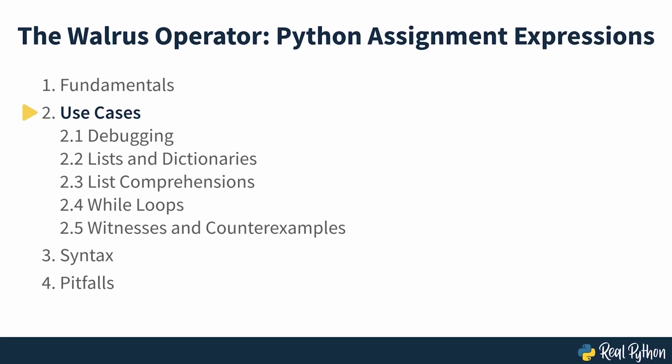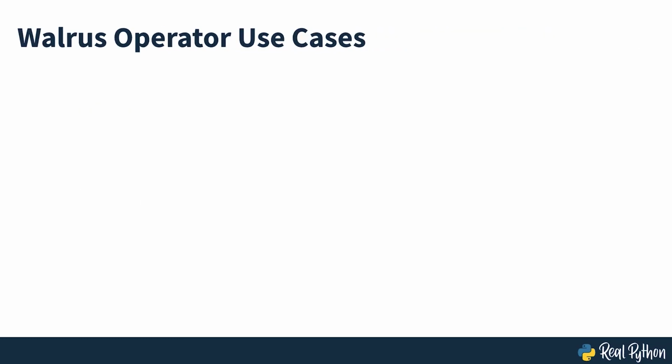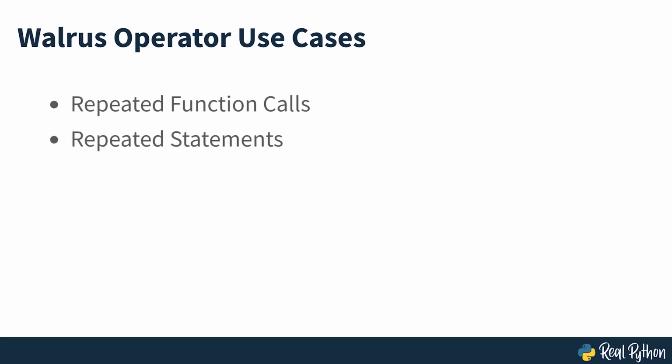Walrus operator use cases. In the next sections of the course, you'll see several examples where the walrus operator can simplify your code. A general theme in all these examples is that you'll avoid different kinds of repetition. Repeated function calls can make your code slower than necessary. Repeated statements can make your code hard to maintain. Repeated calls that exhaust iterators can make your code overly complex. You'll see how the walrus operator can help in each of these situations, starting with debugging.